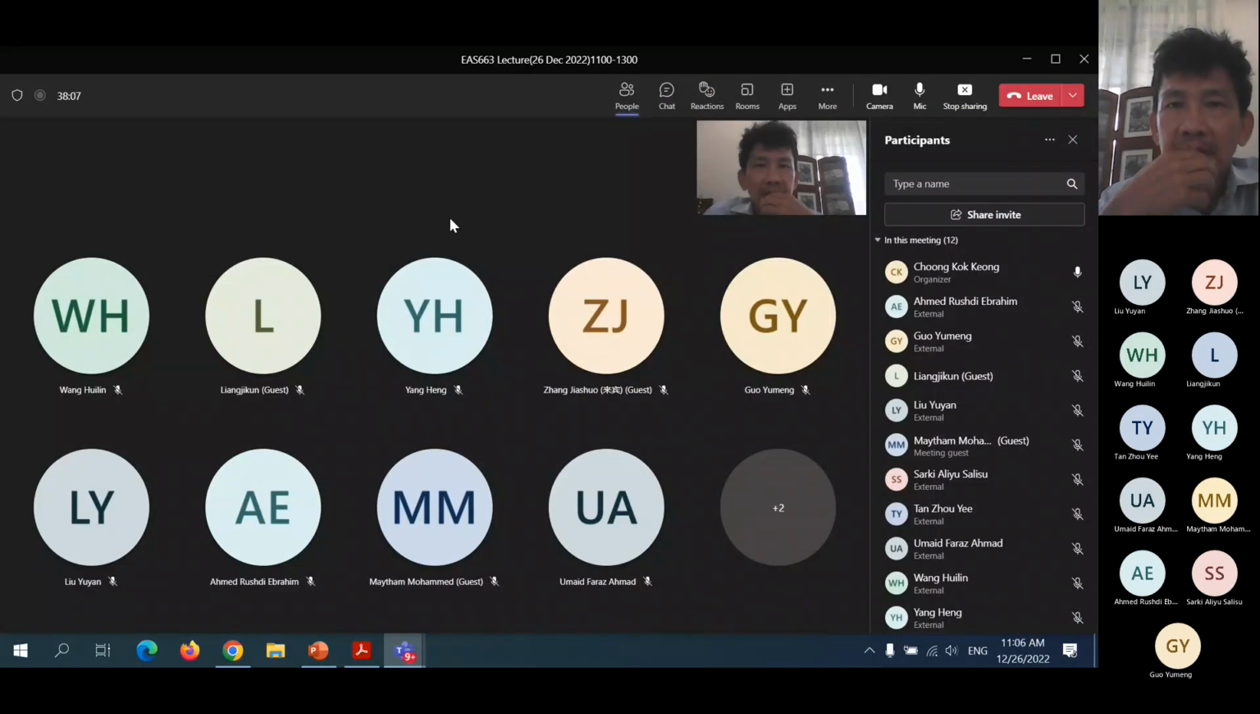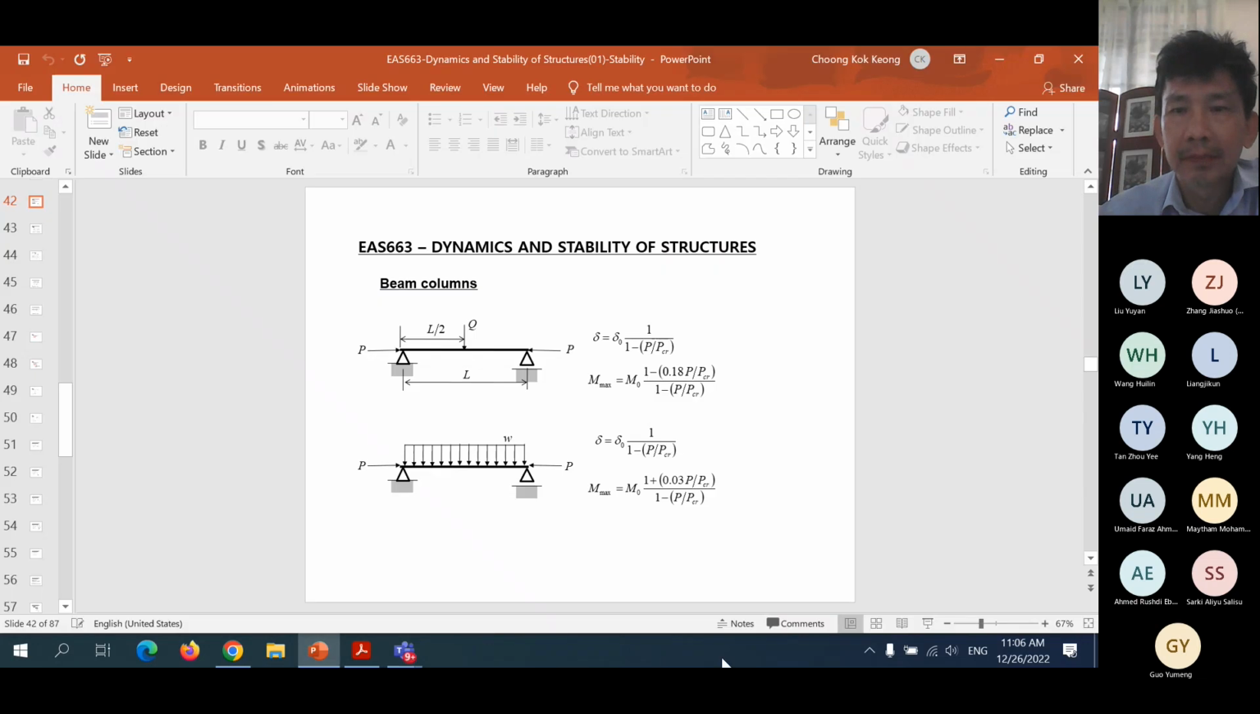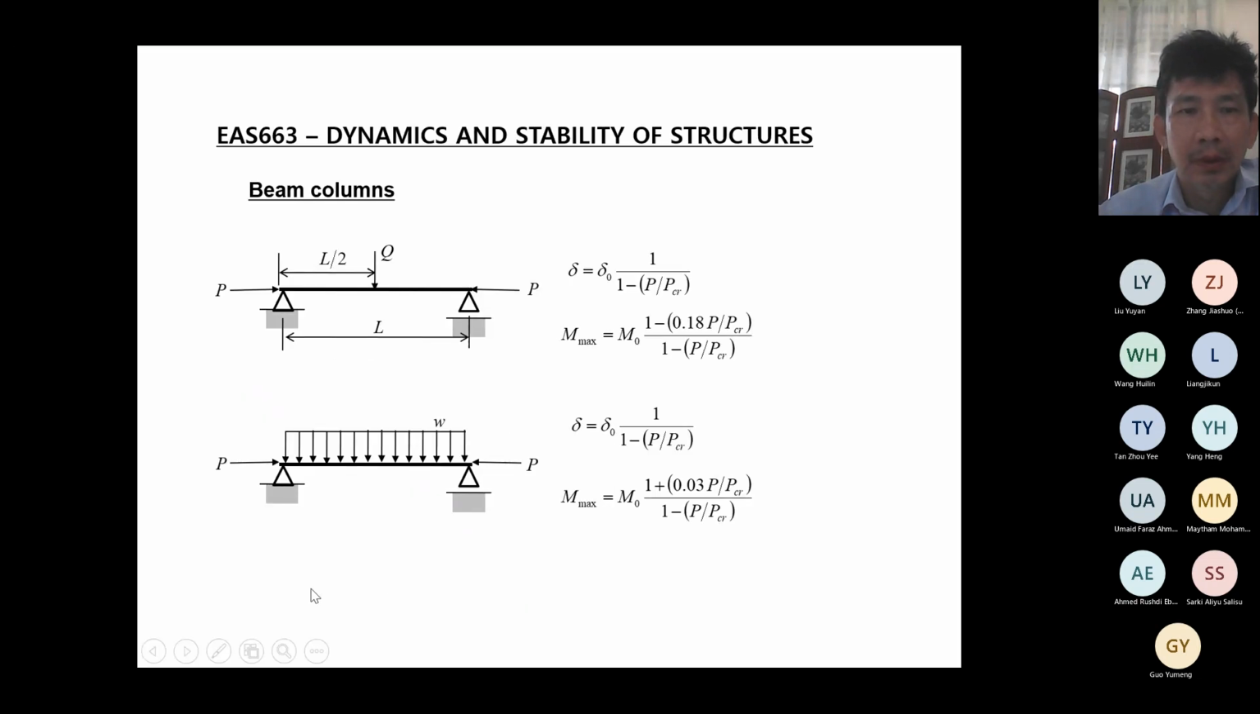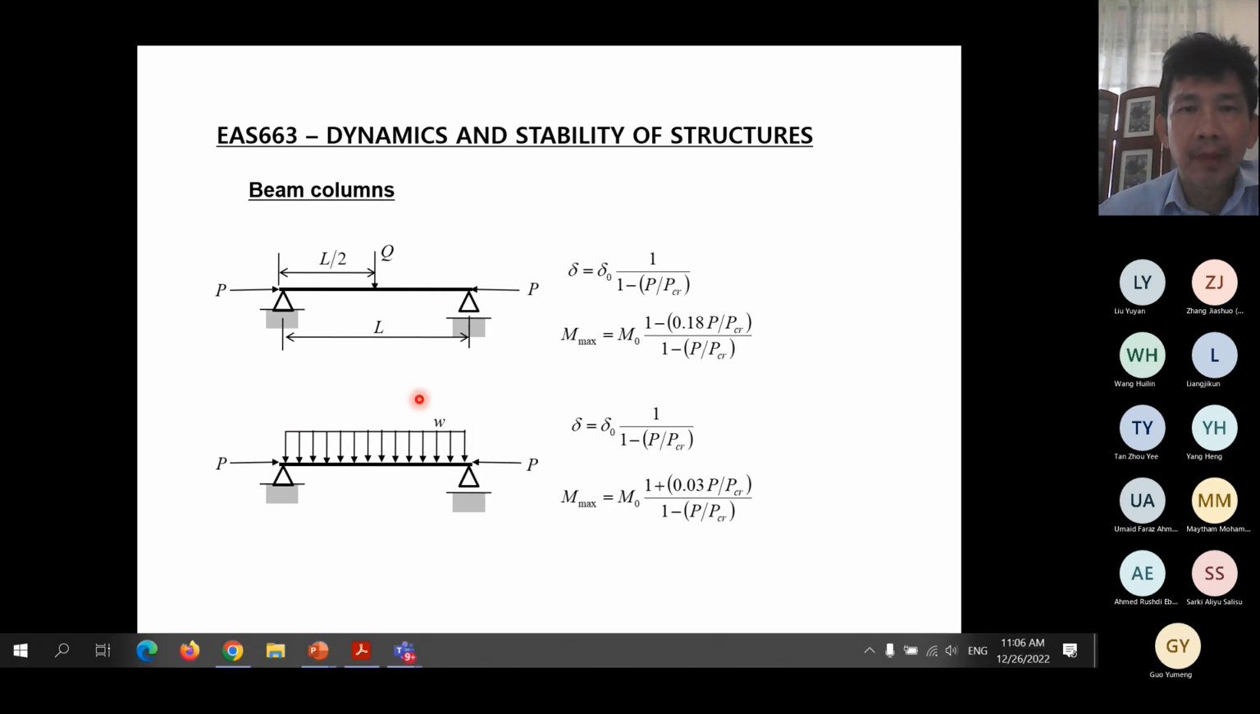So today, as I mentioned, I'm going to go a bit further on the topic of beam column. So beam column is basically, let me refresh again, a member that is subjected to both load causing bending and also load causing compression, as shown in this diagram here, both Q and P, or both uniformly distributed W and P.